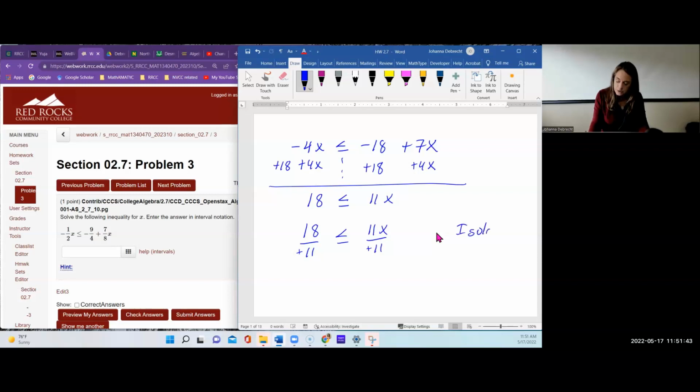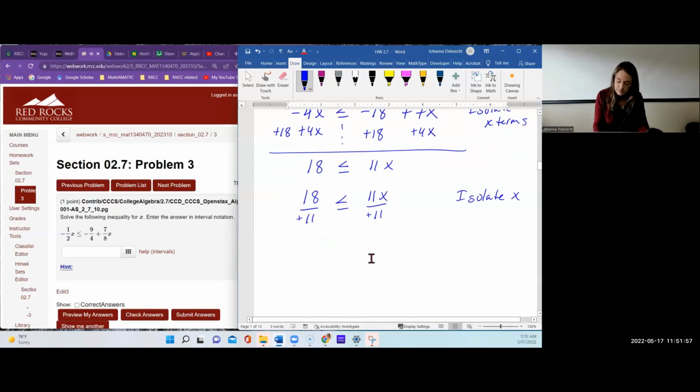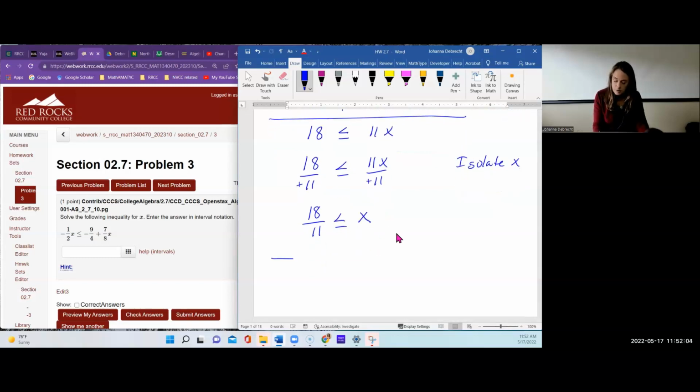Note that what I'm trying to accomplish here is to isolate x. And what I accomplished here was to isolate the x term. This gives me 18 over 11 less than or equal to x. Now I'm going to draw my number line, arrows on each end, 0 is a reference point. 18/11 is positive, so it's to the right of 0. It is "or equal to," so I have a solid ball there.